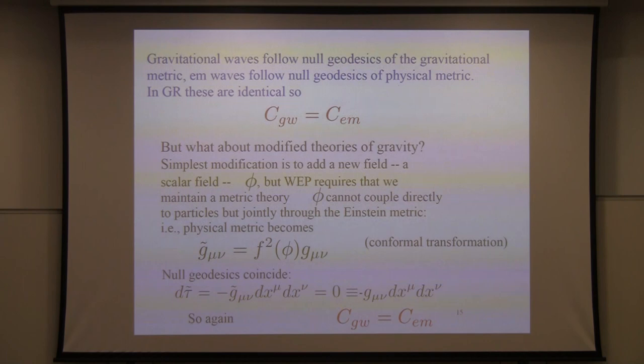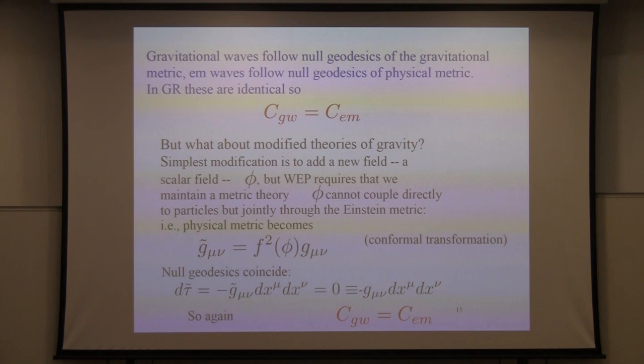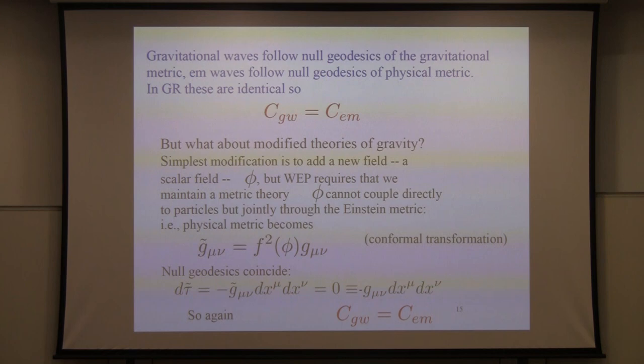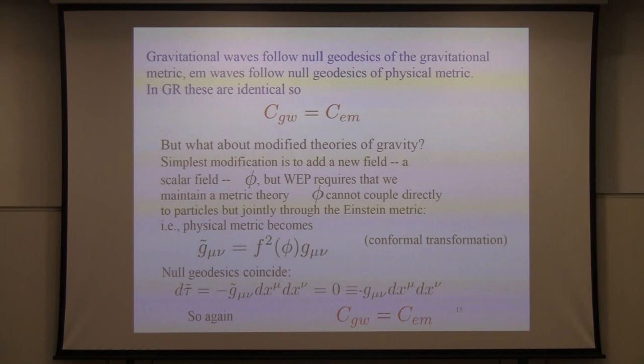So the scalar field, phi, cannot couple directly to particles, but couples jointly to the Einstein metric, with the Einstein metric coupling to particles. So there's effectively a physical metric, g mu nu squiggle, that becomes equal to a function of the scalar field times the Einstein metric. Now, one interesting thing about this formula is that although in general the geodesics of the geometry differ, for null geodesics they coincide. That is, d tau squiggle equal to zero says g mu nu is equal to zero. So the geodesics of the physical metric coincide with the null geodesics of the gravitational metric, the Einstein metric. So again, we do have the speed of gravitational waves equal to the speed of light, that's fine.